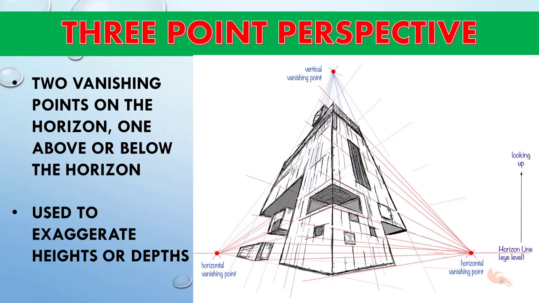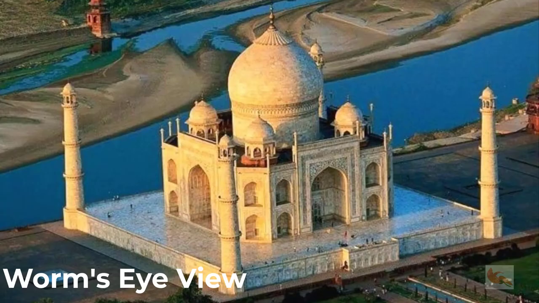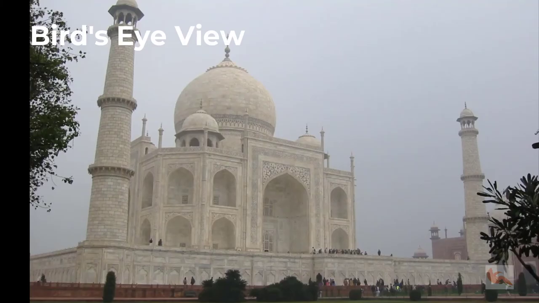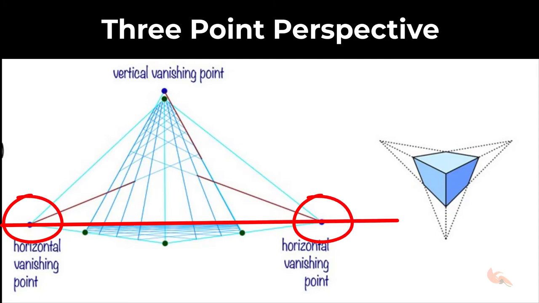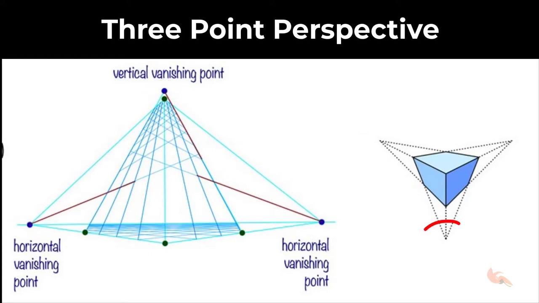Now we'll see three-point perspective. A three-point perspective is generally used when we want to exaggerate heights or depths. That happens when our viewing angle is too acute, either a bird's eye view or a worm's eye view. That is, either we are looking from quite an elevation or quite from down below. In this, two vanishing points are placed on the horizon line and another one either above it when it's a height that we are interested in or below when it's a depth.